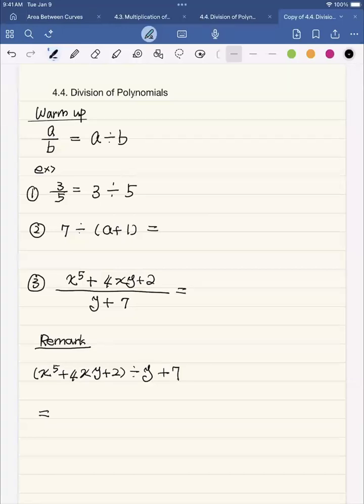In number 2, we have 7 divided by (a plus 1). We have a parenthesis. That means this part is a denominator, and 7 is a numerator. So we can rewrite that as 7 over a plus 1.